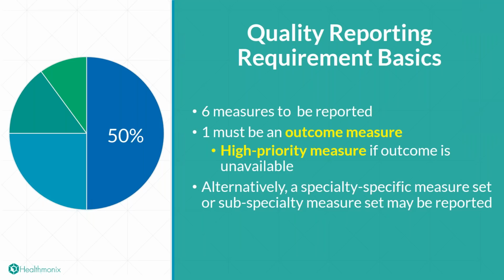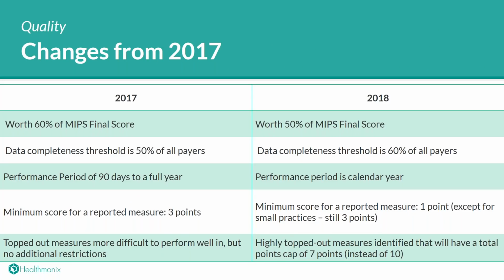Additionally, you can report on a specialty-specific measure set or subspecialty measure set, which is simply a group of measures that CMS has already put together and proposed as clinically relevant for certain specialties to consider reporting on. So the big change here is the 50% as opposed to the 60% of your MIPS score for quality. Now let's look at a comparison of some other changes.